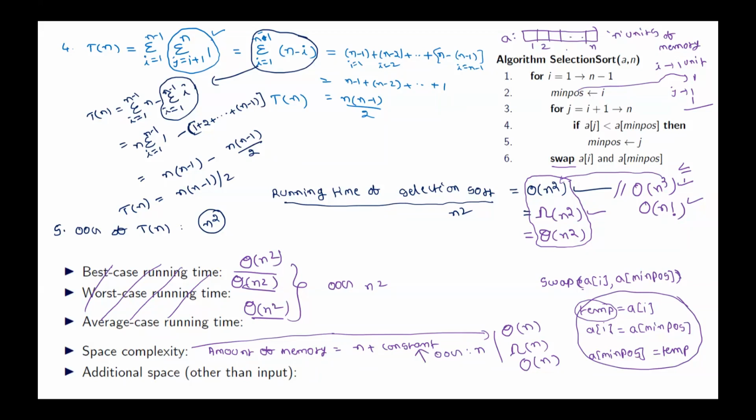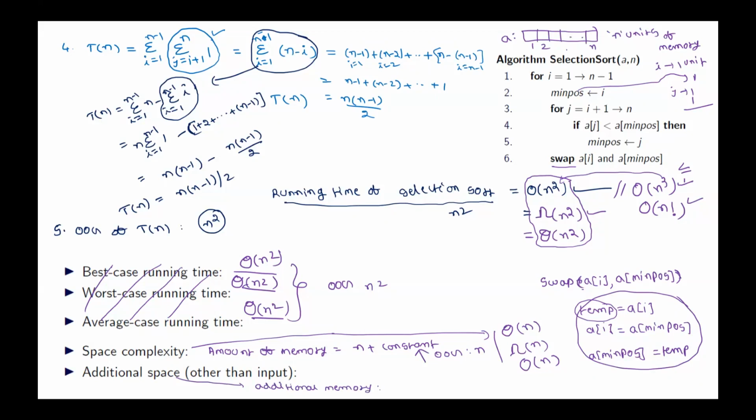Thank you, brother. So now, what is the space complexity of this selection sort algorithm? You can say that it is theta of N, or big omega of N, or big O of N. Okay. Now, other than the input, what is the additional memory that is required here? What is the additional memory other than for array A? How many units of additional memory do you require?